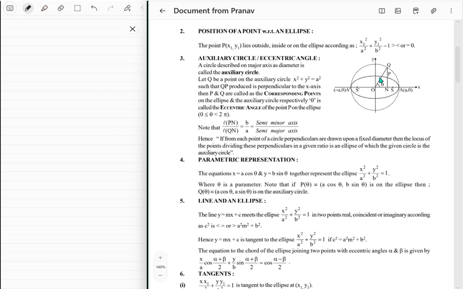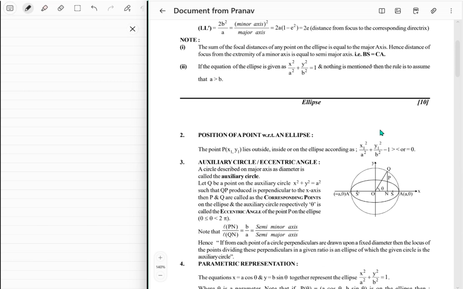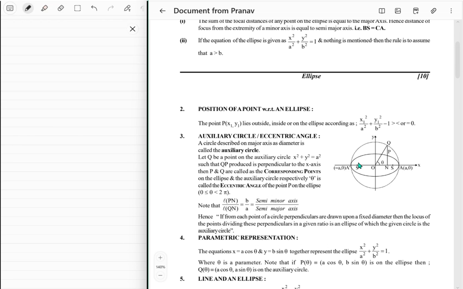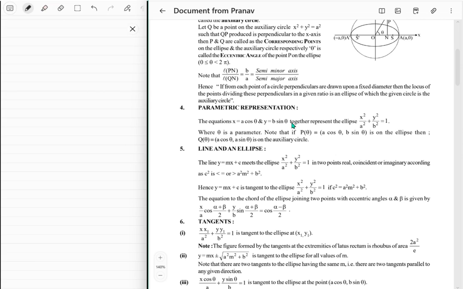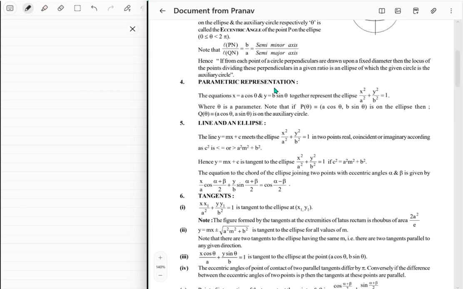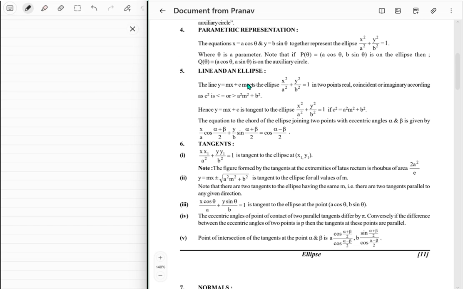Auxiliary circle, eccentric angle, right? Of course, we already explained this, that an ellipse is just a squished circle. From this equation itself, x squared upon a squared plus y squared upon b squared, you know that a cosine theta comma b sin theta is going to work, and from that property itself you can say it's the squished circle. So the circle that got squished is the auxiliary circle. You don't need all this formal definition. Parametric, we already know this. Line and ellipse.